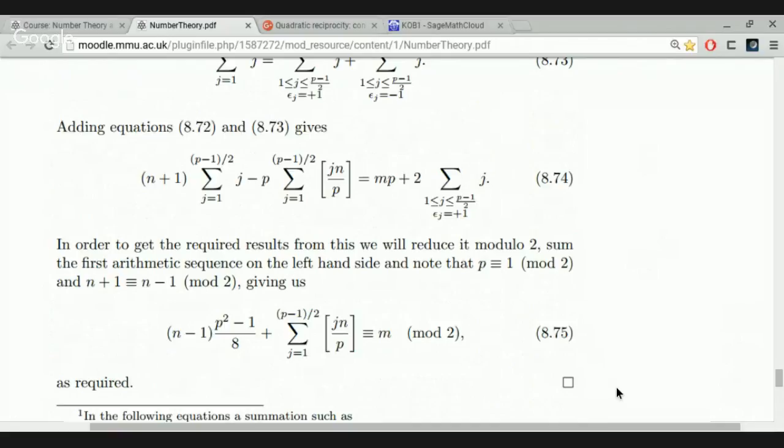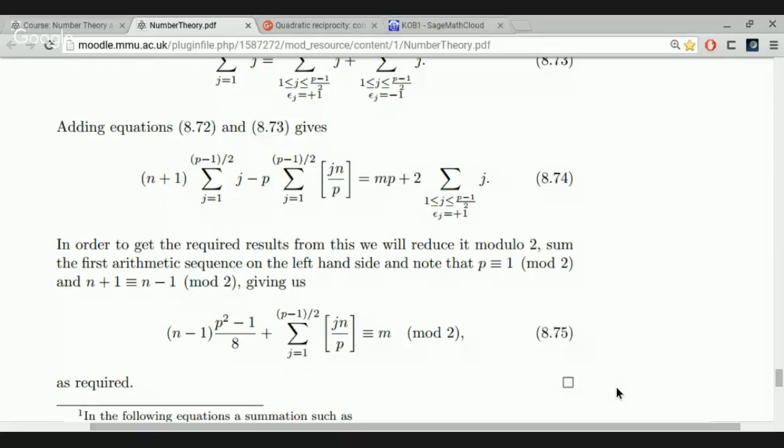Here, we apply the arithmetic series summation formula. So this becomes p squared minus 1 over 8. I'm skipping over the details of that, but adding up all the integers between some lower limit and some upper limit, we've got a straightforward arithmetic sum formula for that.